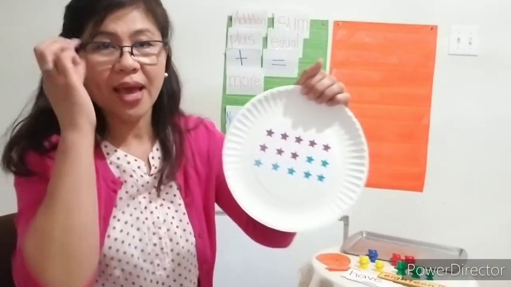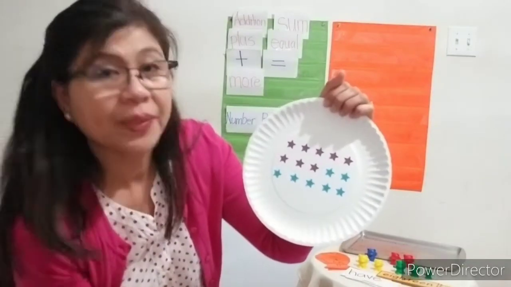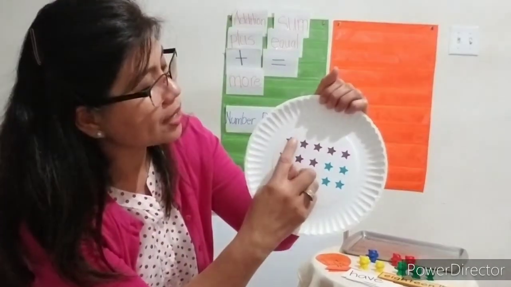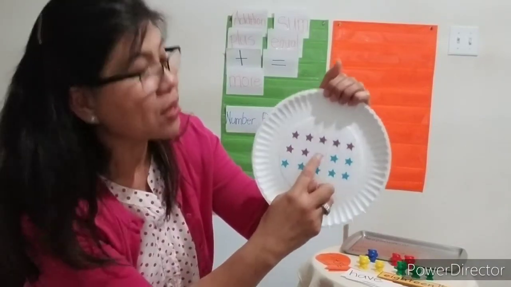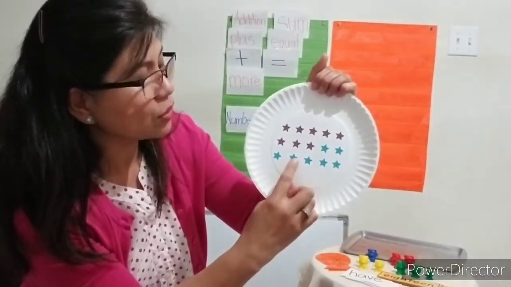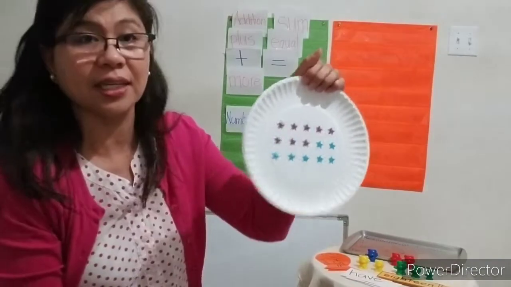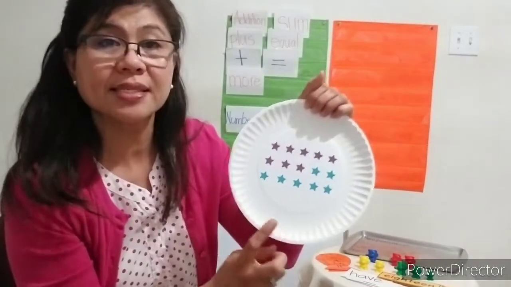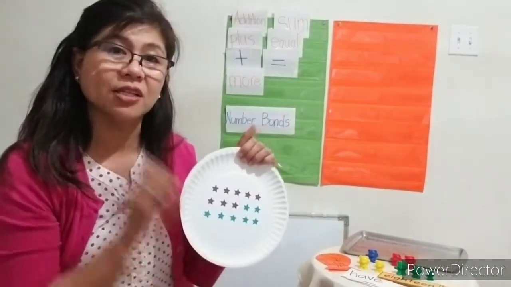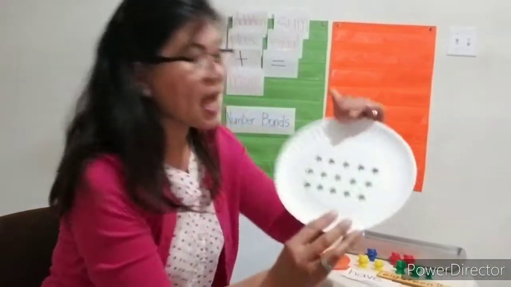What number do we have? What's the whole number there? Let's all count together. Go. 1, 2, 3, 4, 5, 6, 7, 8. Keep going. 9, 10, 11, 12, 13, 14, 15. The two numbers that make 15 are 8 and 7 because the number bonds are two parts that make a whole. Okay? And how about this one?